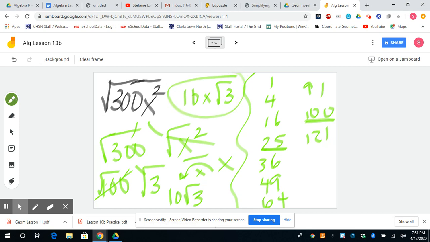Okay, and the x goes in the front. It goes where like the 10 would be because we took the square root of x squared. It's just x. It's not radical x. If it was radical x, we'd put it here. But we're putting it in the front of the radical because it's already simplified.